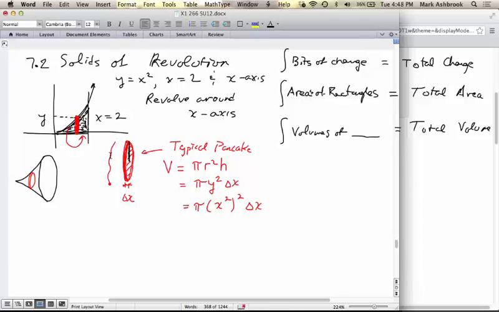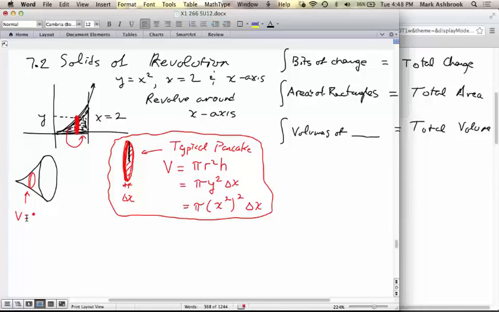So these problems start getting more long and involved. It helps to do your setup work, like put it in a box, okay? So it separates out the setup work. Okay, so every one of these pancakes has a volume of pi x to the 4th delta x.